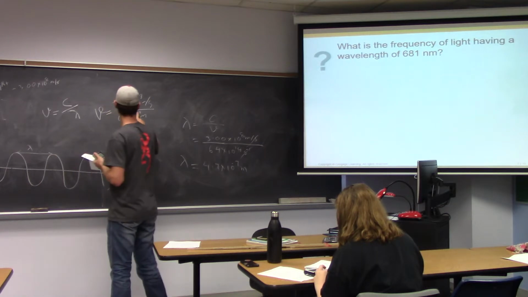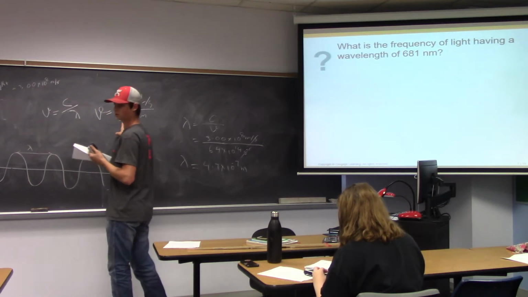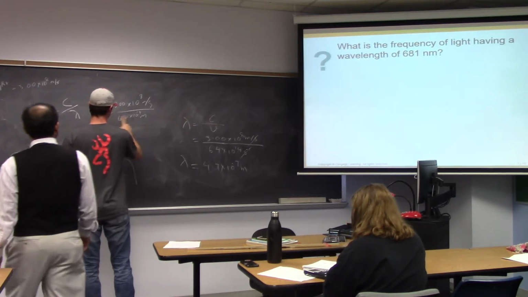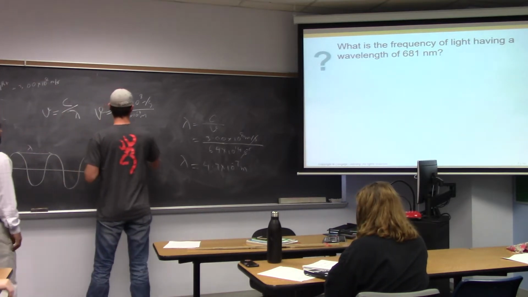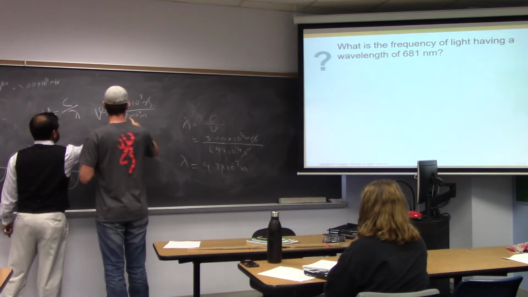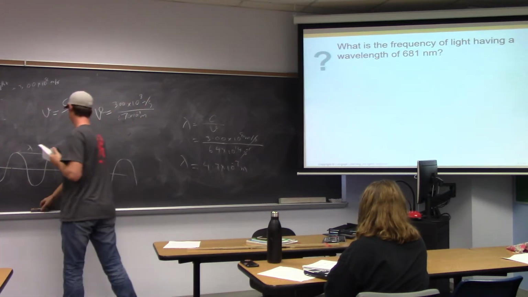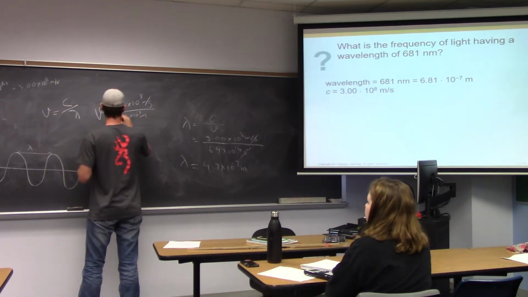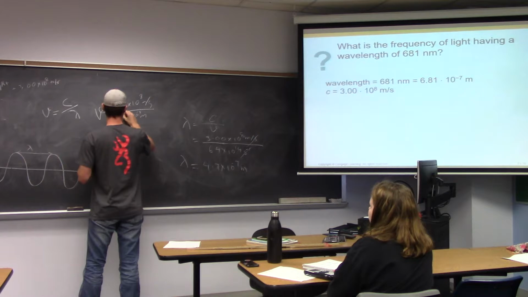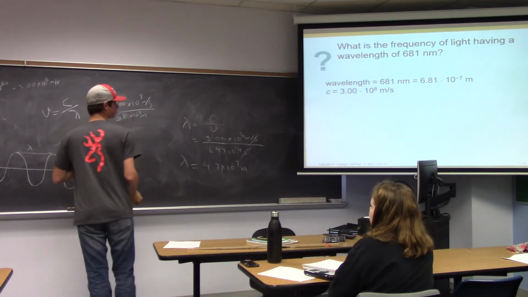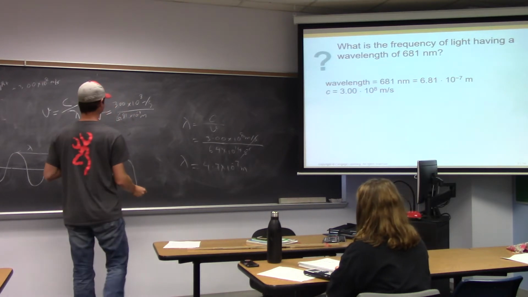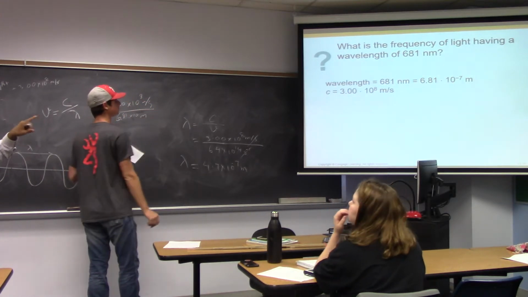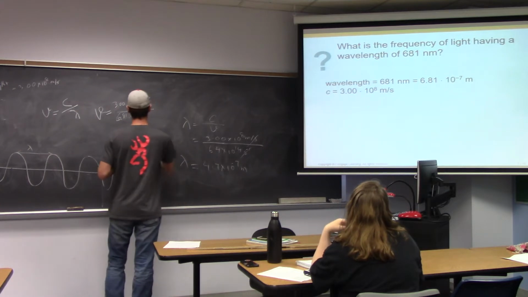So if you make it 6.81, that would be 7, right? Okay, that would be 7. This is going to be 6.81. I moved it, that's going to help throughout. So when you convert nanometer to meter and move the decimal, the 9 is going to be 7.